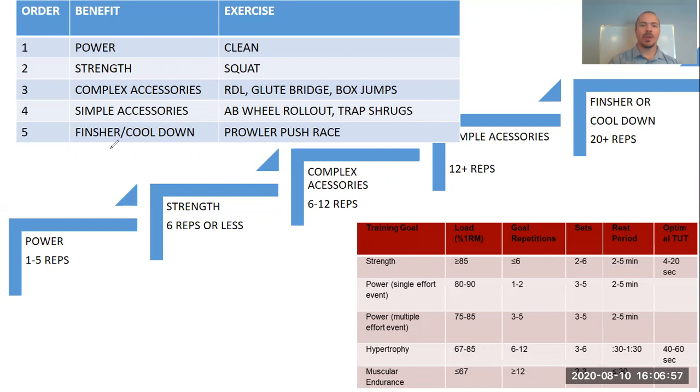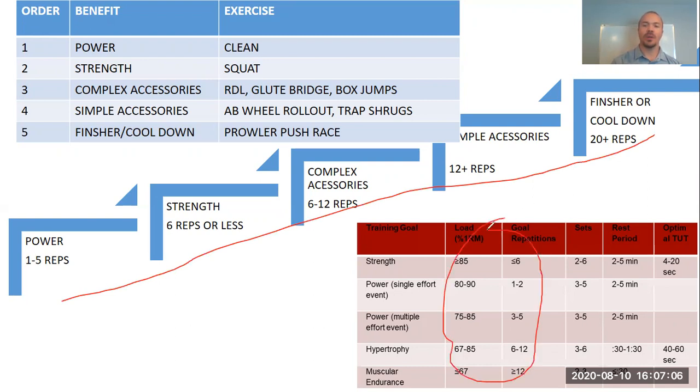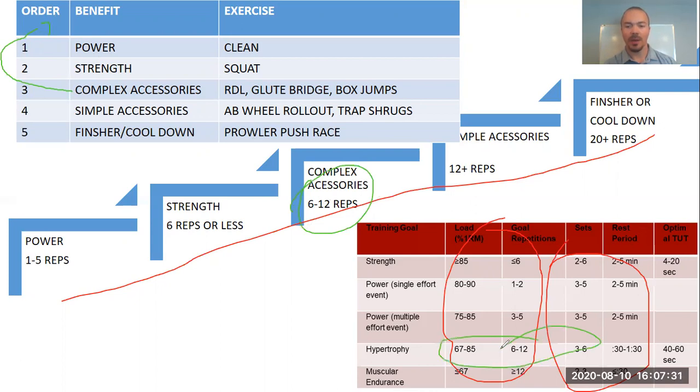I will say this, when we are following the traditional flow like this, then that allows us to stick to the traditional load and goal repetitions and everything like that. But if we are going to start rearranging things, and maybe pulling some of our complex exercises, so instead of our complex accessories being in that 6 to 12 range, we talked about how they might be more in that muscular hypertrophy range. So that's going to be pretty common.